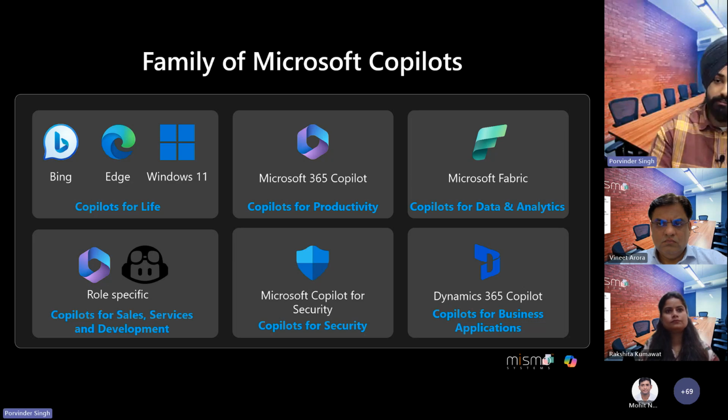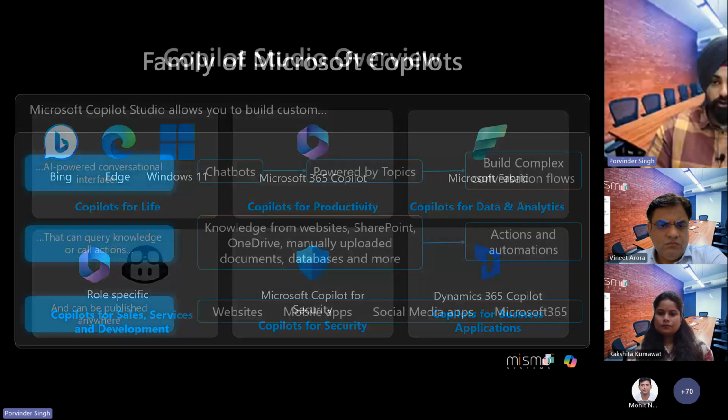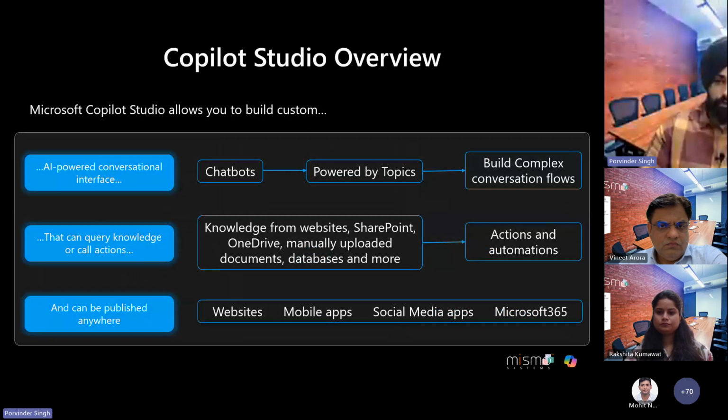Now, all these copilots come pre-built. They don't really allow you to do any customization on them. You can't get them to do specific tasks which they have not been built for. So this is where Copilot Studio comes into the picture. Copilot Studio allows you to build custom copilots, basically AI chatbots, which are powered by topics. We'll have a look at what topics are later on in the slide. But these chatbots are powered by topics, which help them build a complex conversational flow with the end user.